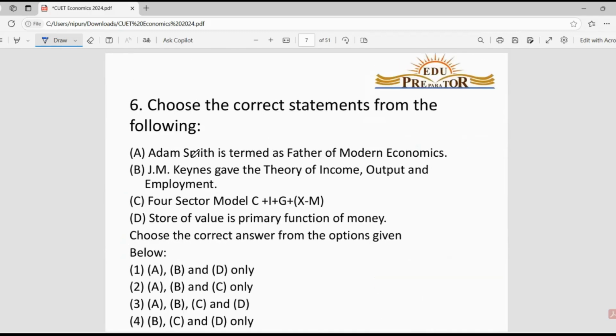Choose the correct statements from the following. Adam Smith is termed as the father of modern economics. The statement is absolutely correct. He is termed as the father of modern economics. J.M. Keynes gave the theory of income, output, employment. The statement is also correct. In 1936, his book was published. Four-sector model: in the four-sector model, aggregate demand is C plus I plus G plus X minus M.